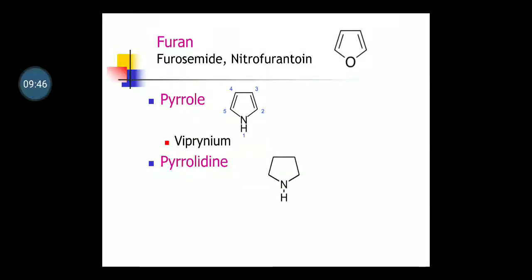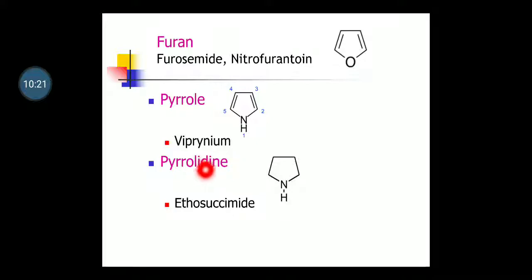Next, pyrrolidine. Now if we compare these two structures, we follow the naming rule that pyrrole becomes pyrrolidine, meaning the E of pyrrole gets replaced with IDINE. When there is no double bond in the 5-membered ring, the E of these 5-membered rings gets replaced with IDINE, so pyrrole becomes pyrrolidine.